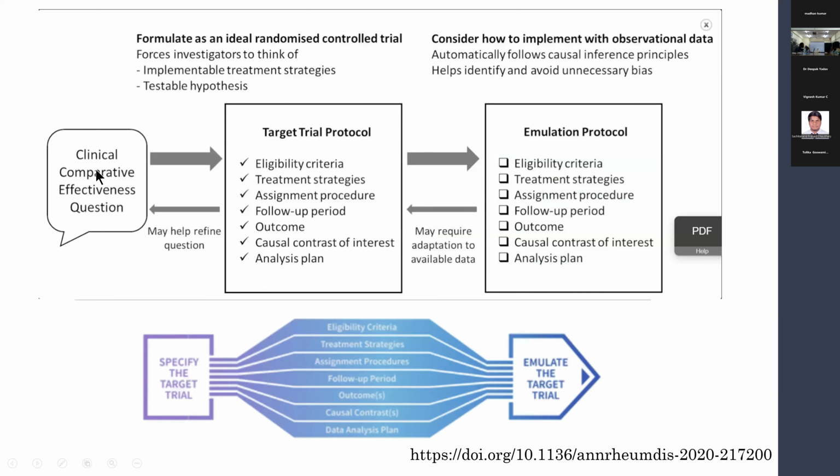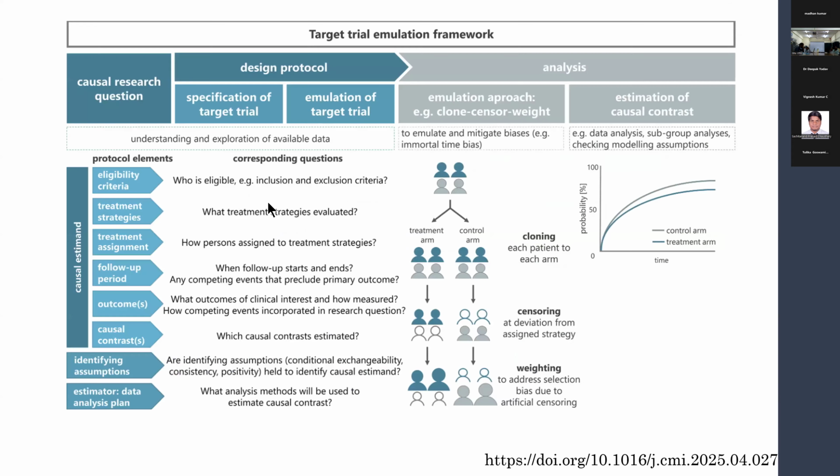So this is how you would make the protocol. You have the similar components which are there in the RCT. You make sure they are in the protocol and you emulate each of them. And this is just an example of one of the target trial frameworks. So similarly, eligibility criteria, strategies, assignment, follow-up, outcome, causal contrast, intention to treat, assumptions, and the analysis plan. So you specify the target protocol, emulate, and do modeling to make sure there's proper emulation, and then the results.